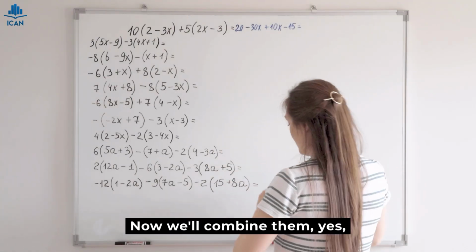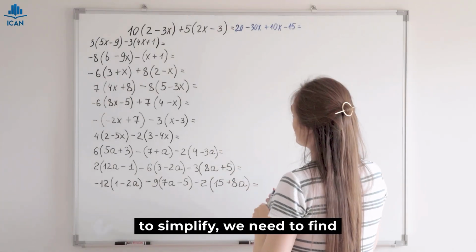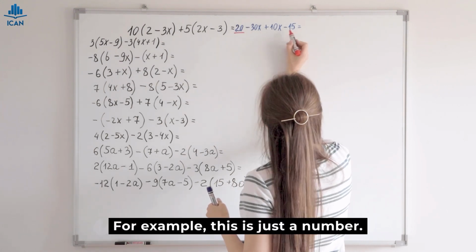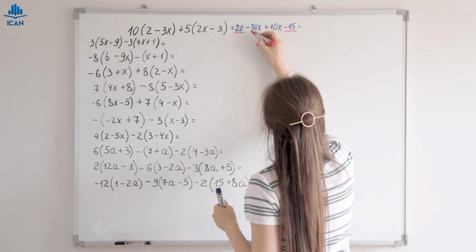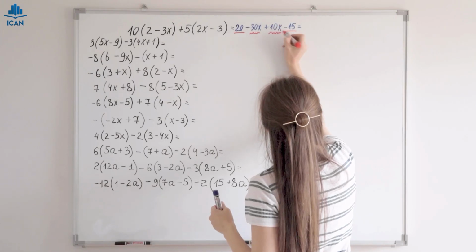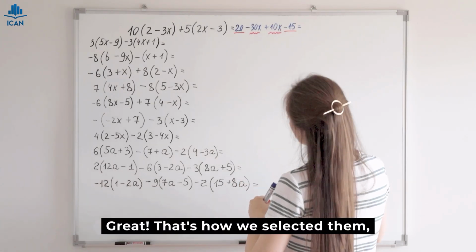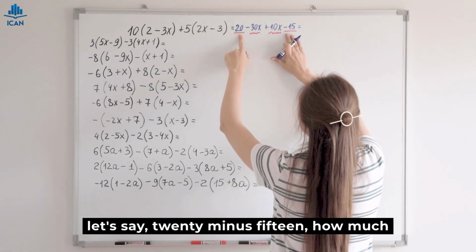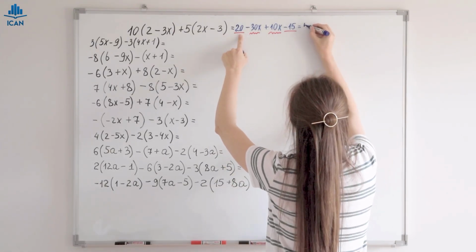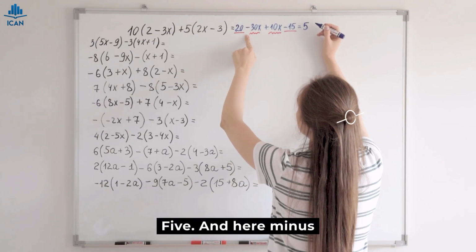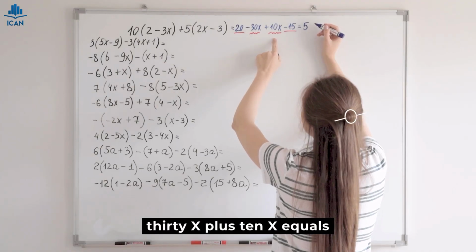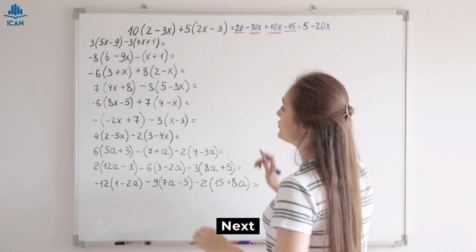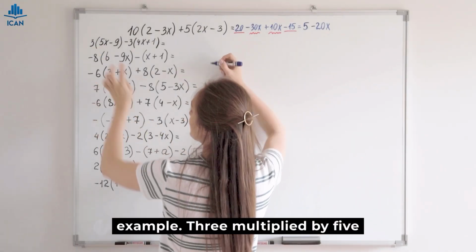Now we'll combine them, yes, to simplify it. We need to find similar terms. For example, this is just a number. And here too, just a number. Here we have 1 with x. Great. That's how we selected them, and now we'll use them. So let's say 20 minus 15, how much is that? 5. And here minus 30x plus 10x equals how much? Minus 20x.